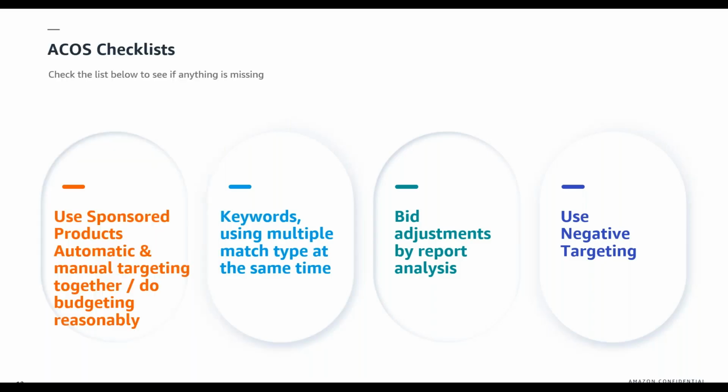And over here, I'll share with you four different checklists on how to manage your ACOS. Firstly, we will cover using sponsored products automatic and manual targeting together, and of course, how to allocate our budget reasonably. The second is using our keywords, using multiple match types at the same time. Third is how to do bid adjustments by our reports. And fourth, when it comes to optimizing ACOS, is to definitely start using negative targeting.